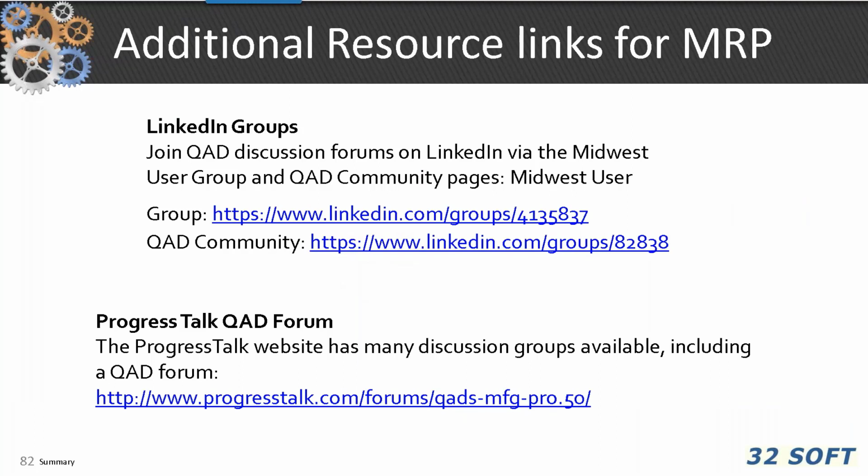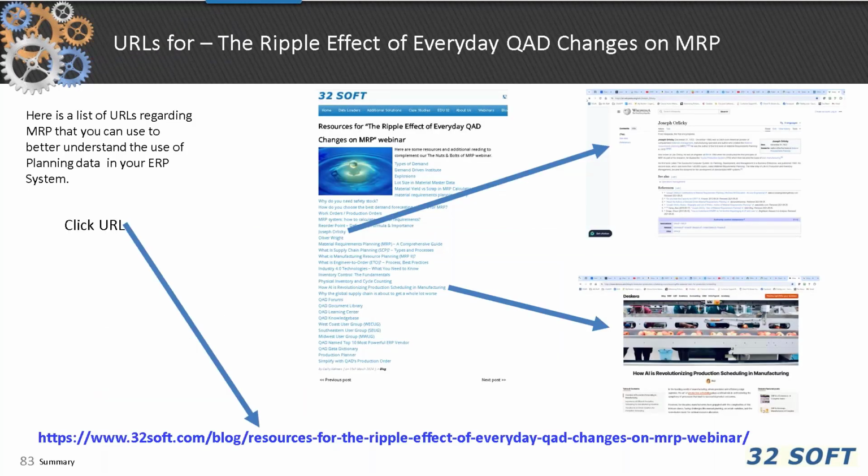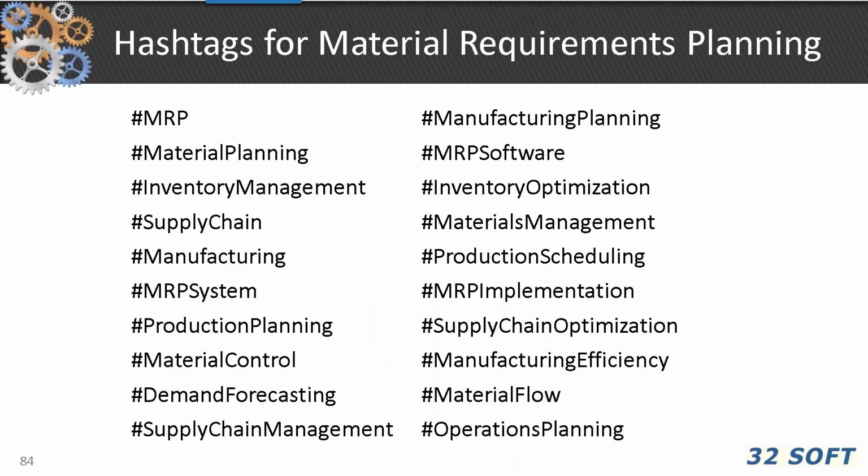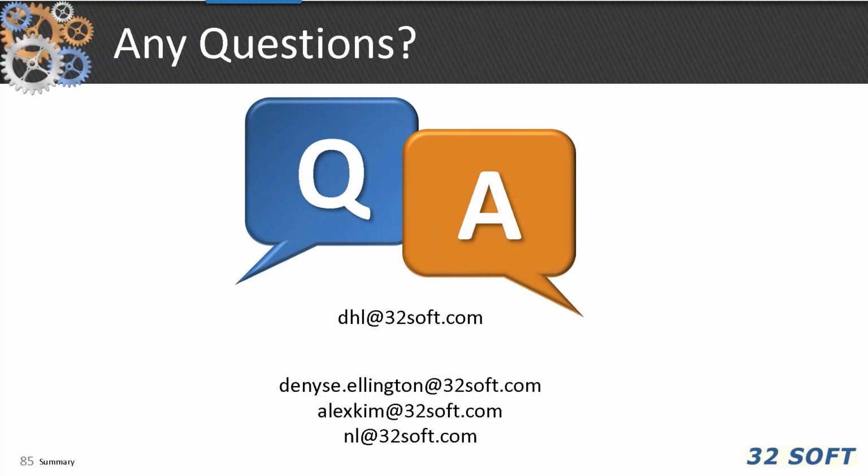There are a couple of additional resources out there in the LinkedIn groups, and the Progress Talk QAD forum has some good information on MRP. And we have included on the 32Soft website a URL page that links all of the documents, records, sites that I used for this presentation. Always a good idea to learn how to use social media and the new artificial intelligence for searching in this age of Aquarians.